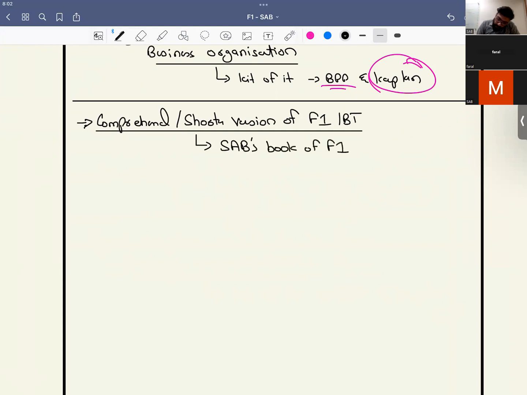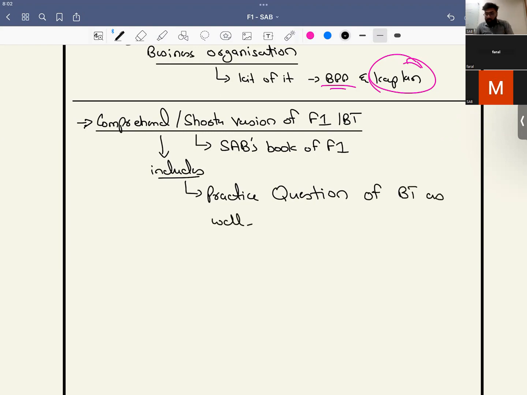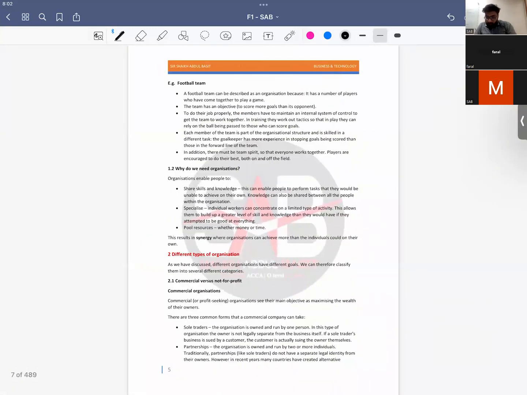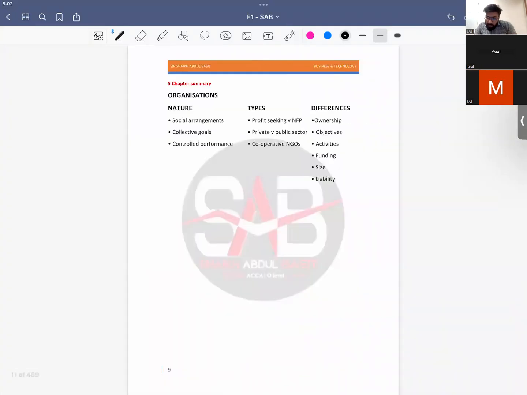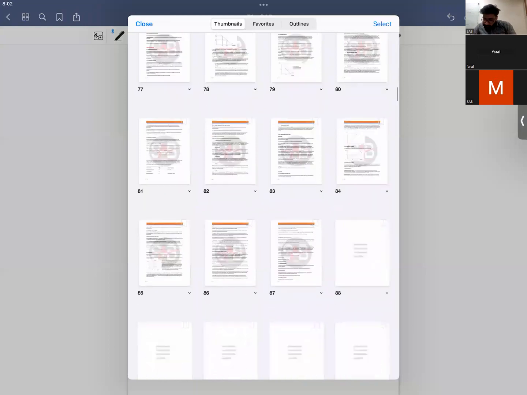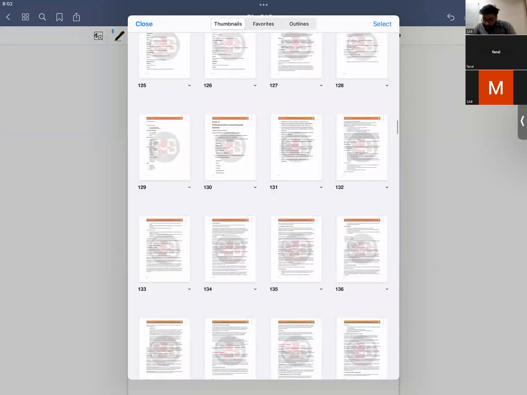And what this book includes is practice questions as well, right? It includes practice questions of BT as well. Like, if I can just show you, you'll be really pleased to see this. It's my first chapter, which is a shorter version. And see, after this chapter, there's a second chapter, and there are a number of chapters here.